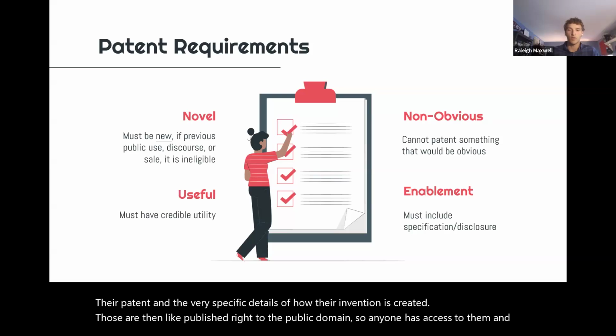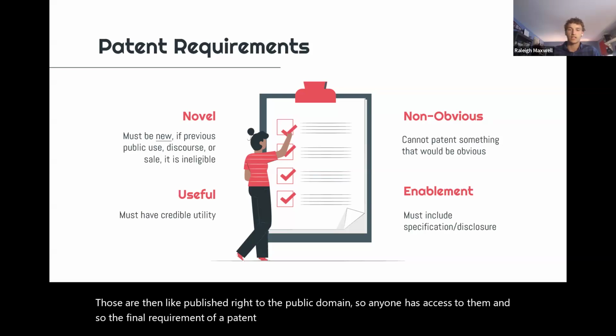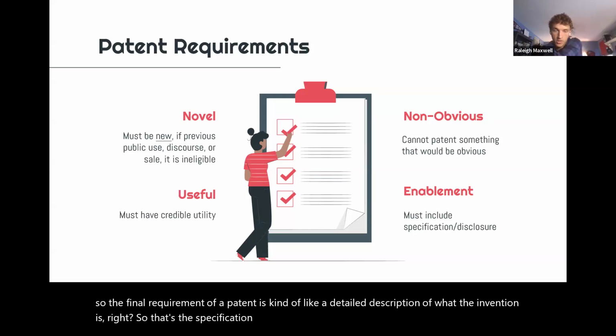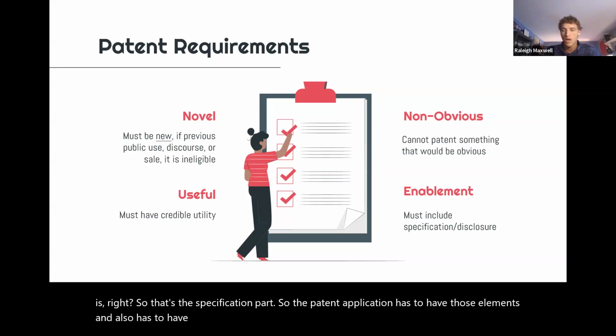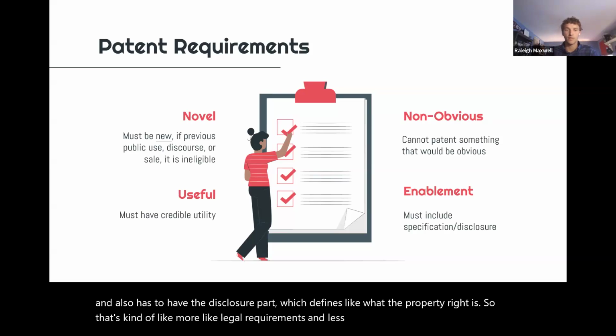And so the final requirement of a patent is a detailed description of what the invention is, right? So that's the specification part. So the patent application has to have those elements. It also has to have the disclosure part, which defines what the property right is. So that's more like legal requirements and less like requirements on what exactly the invention is.